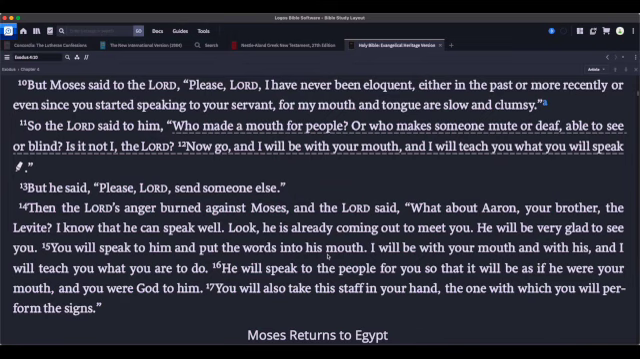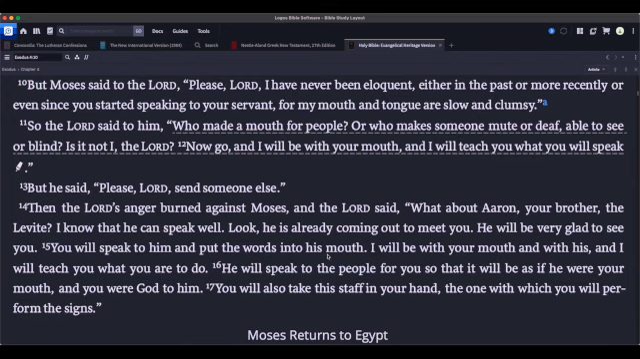But Moses said to the Lord, excuse me, please, Lord, I have never been eloquent, either in the past or more recently, or even since you started speaking to your servant, for my mouth and tongue are slow and clumsy. So the Lord said to him, who made a mouth for people, or who makes someone mute or deaf, able to see, or blind? Is it not I, the Lord? Now go, and I will be your mouth, and I will teach you what you will speak.